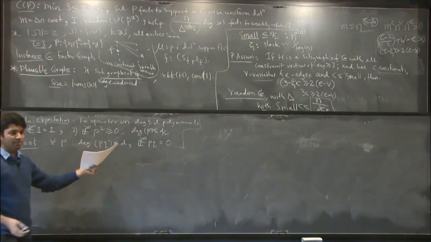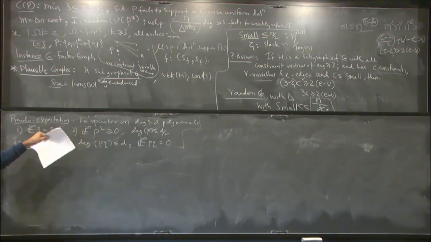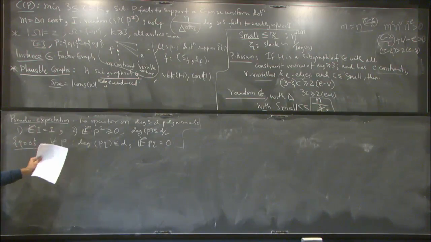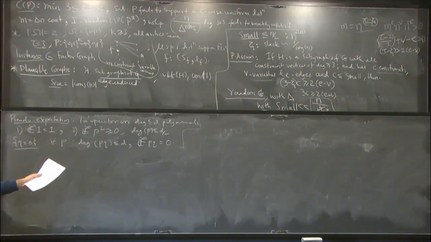It turns out that there is a simple semi-definite program that can optimize over this set. So it can optimize pseudo expectations of polynomials subject to these constraints. And that's called the sum of squares semi-definite program.